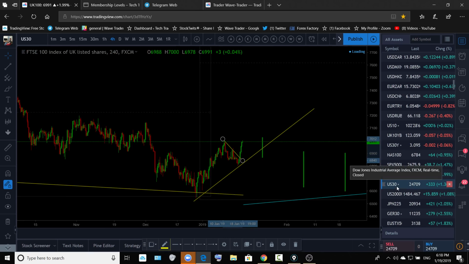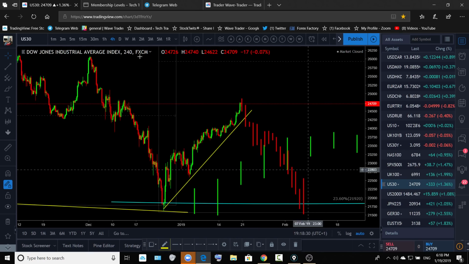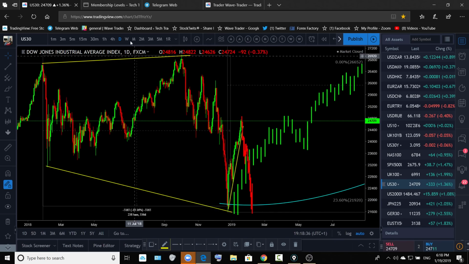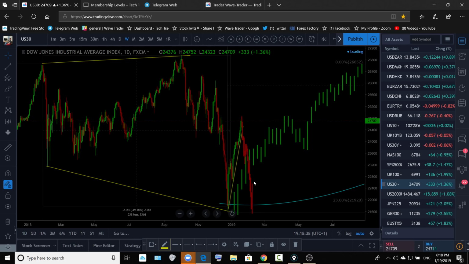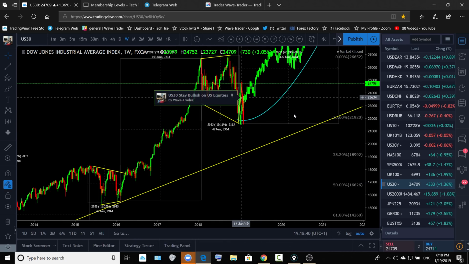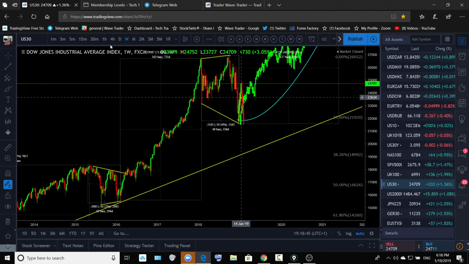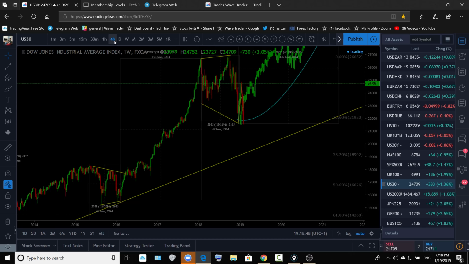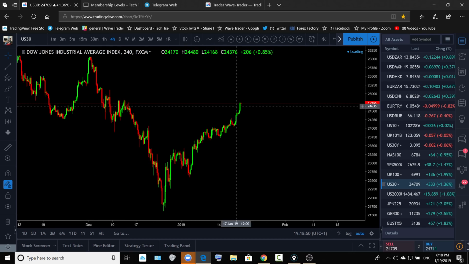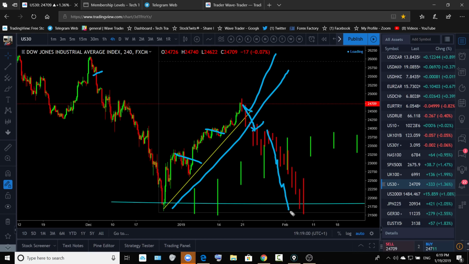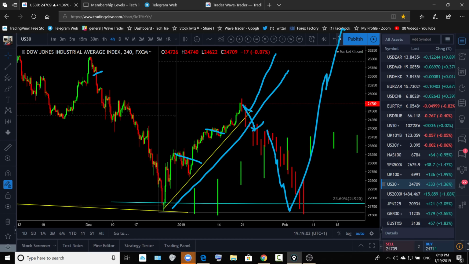And on US 30, Dow Jones Industrial, same as the S&P 500. Let me show you the bigger chart first. This is what you are looking for. Go back to your lower time frame, like 4 hour or 1 hour. Watch for corrections there, these kinds of corrections, and look for it to continue. Once it drops like this, watch for a correction, go down, and again from the bottom, look for it to reverse to the upside.